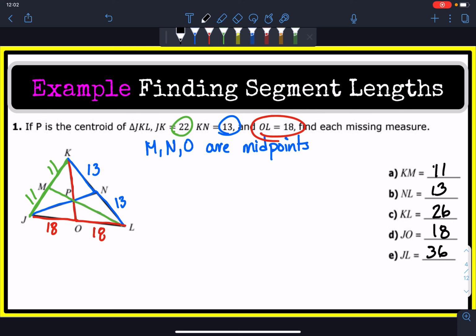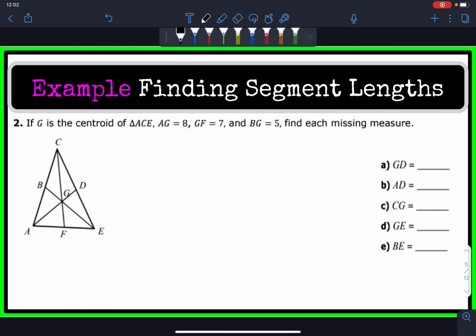So let's look at a second example. In the second example, we have that G is the centroid. So that means these segments are medians. So B, D, and F are all in the middle. Let's begin with the fact that A to G is equal to 8. So here on this median, the longer end of the median is equal to 8, which means the shorter end of the median would be half of that number. So that's going to be 4.